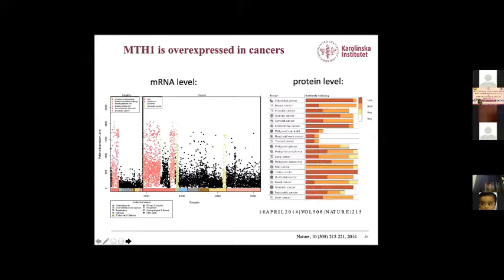So why is Mth1 a good target? You can see that in different kinds of cancers, such as ALL, lymphoma, sarcoma, and testicular cancers, the expression level in these tumors is much higher than in healthy tissue. Looking at protein levels, you can see that colorectal cancers have a very strong presence of MTH1, as do breast cancer and testicular cancers. So the expression level is not the same. We have seen that MTH1 does not work in all cancers, but it does work in many cancers.